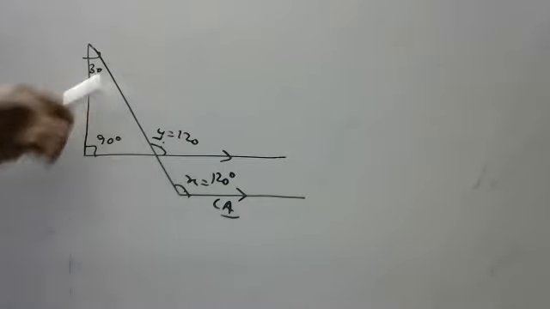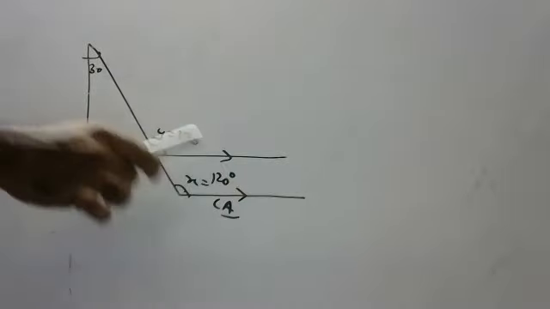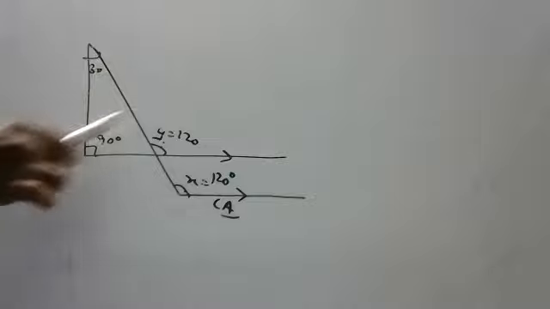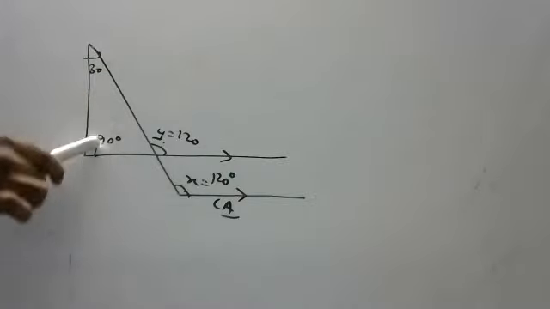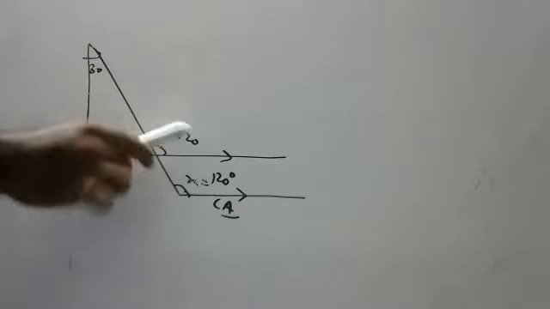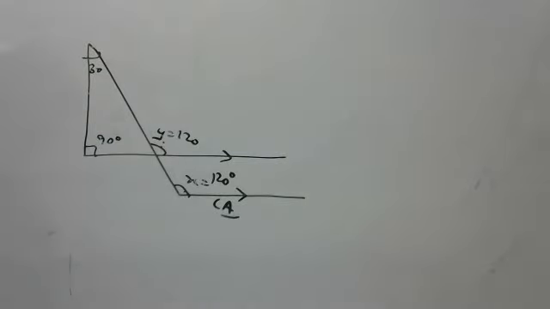Exterior angle is equal to sum of interior opposite angles. If this is 120, this is also 120, because these both are corresponding. You should understand, children. Like that, you should analyze the sum. If you can't analyze the sum, then definitely you'll get confusion. Next sum. This sum also we did many times again and again.